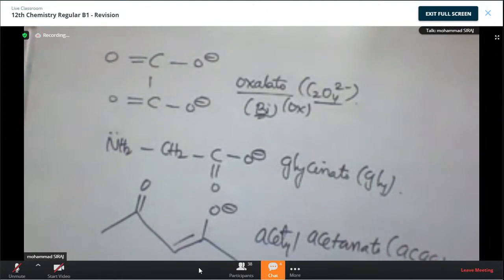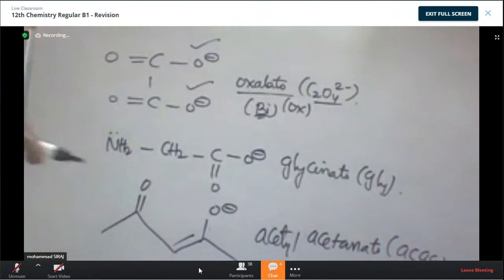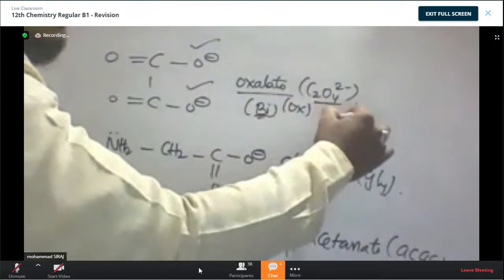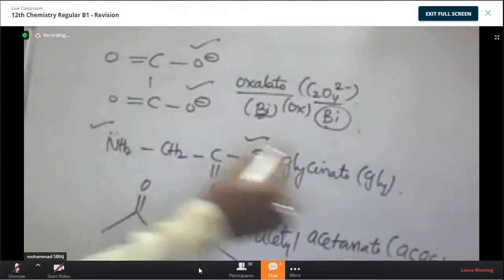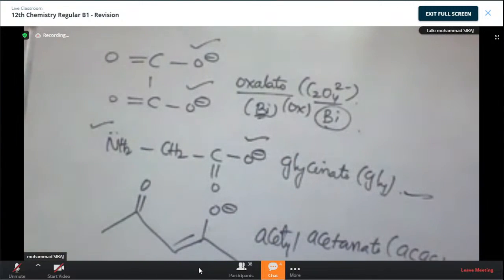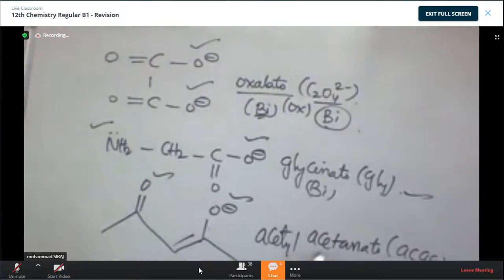Directly see the donor atoms. How to remember this one: here one donor atom, here one donor atom. How many donor atoms are present? 2 donor atoms. That's why it is a bidentate ligand. Here one donor atom and here one donor atom is present, that's why it is a bidentate ligand. Based on the donor atoms, you have to remember.